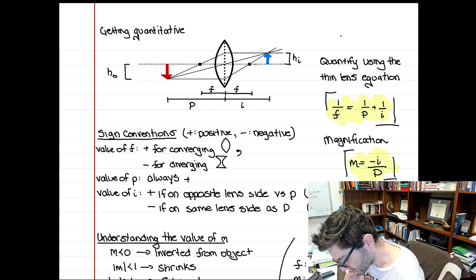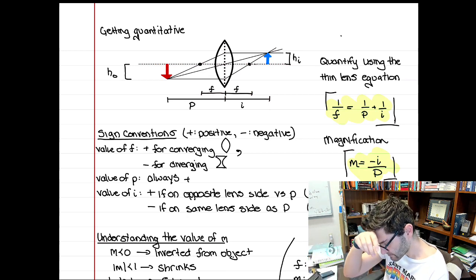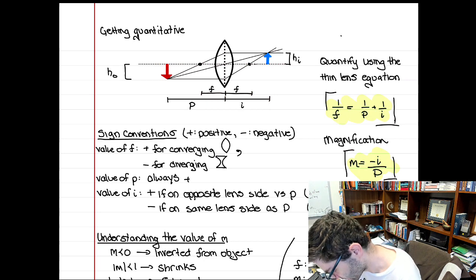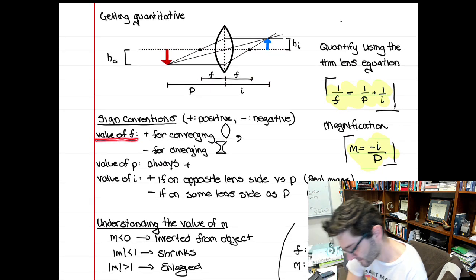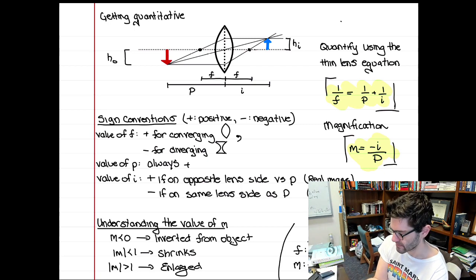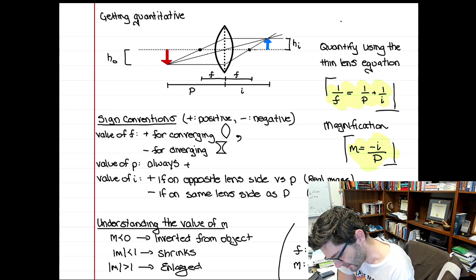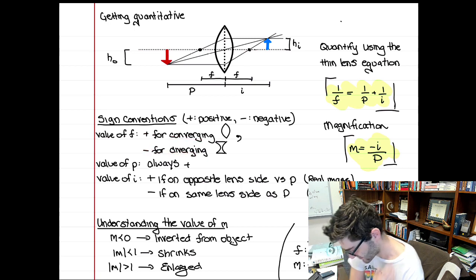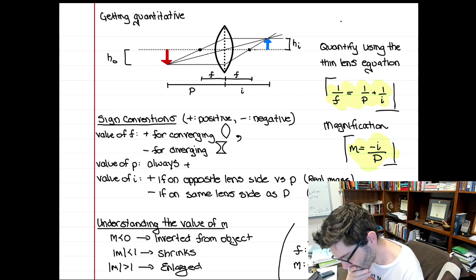So this all works, and it doesn't matter whether it's converging or diverging, as long as you use the right sign conventions. So here are the sign conventions. The value for f, which is usually given to you, right? You have a particular lens with, say, a focal length of 6 centimeters. You plug in plus 6 centimeters if it's a converging lens, or negative 6 centimeters if it's a diverging lens. So the value of f can be positive or negative depending on the lens.